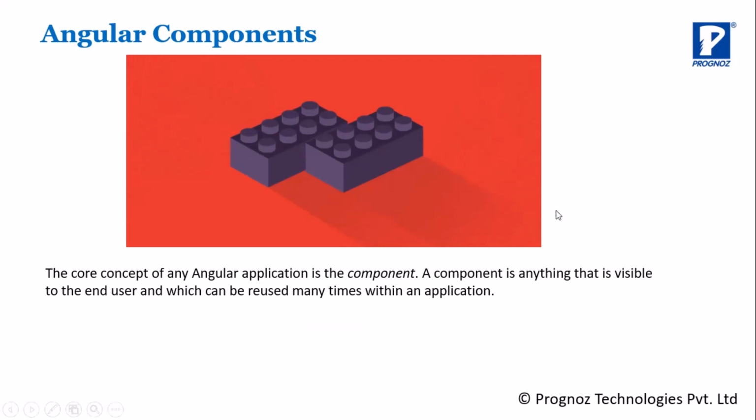If you look at the image, there are 2 pieces or parts, and each part is nothing but one component. Okay, so the core concept of any Angular application is nothing but a component, and a component is anything that is visible to the end user and which can be reused many times within the application. So that is called the component concept.